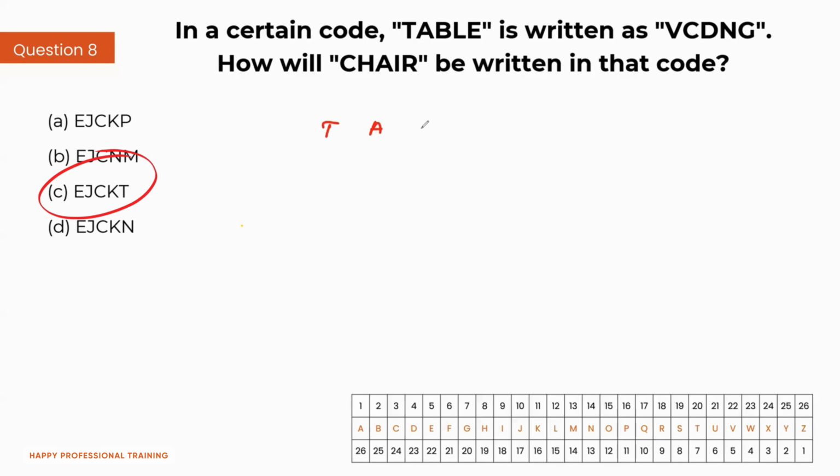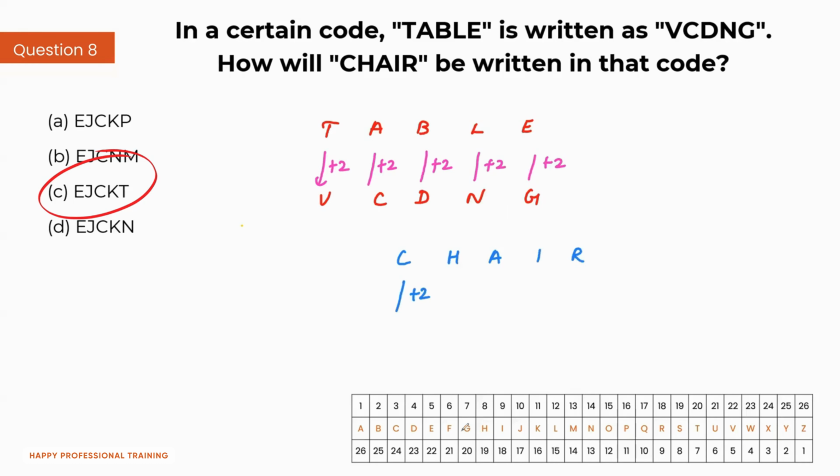Here, table is written as V, C, D, N, G. Here, T plus 2 is V, A plus 2 is C, B plus 2 is D, L plus 2 is N and E plus 2 is G. Here, every letter is moved 2 steps forward. Let's apply the same to chair. C plus 2 is what? C plus 2 is E. H plus 2 is J. A plus 2 is C. I plus 2 is K and R plus 2 is T. So, C is the correct answer.